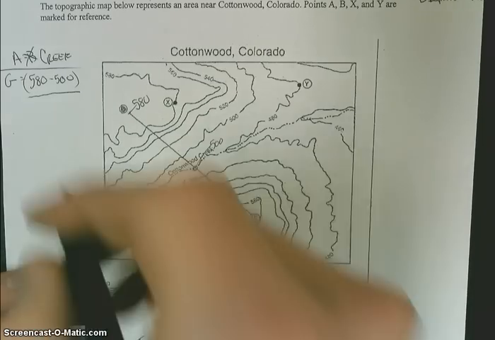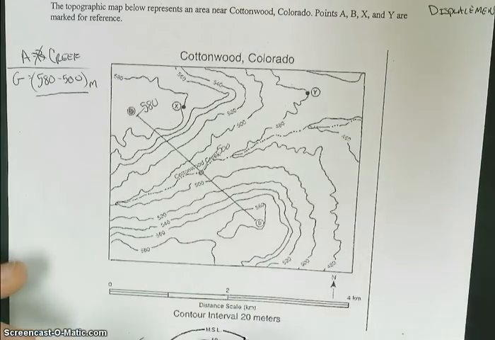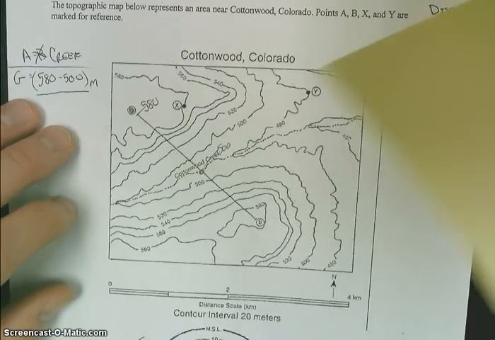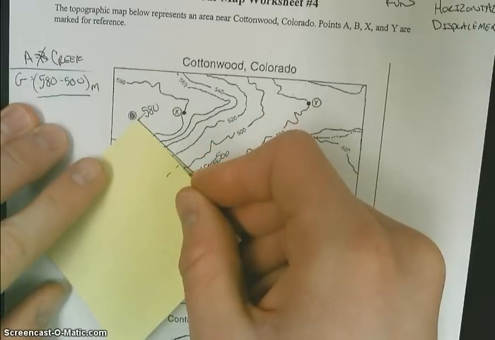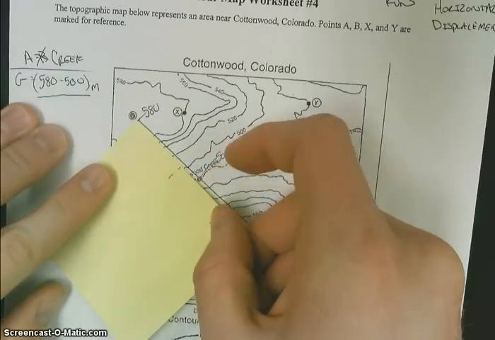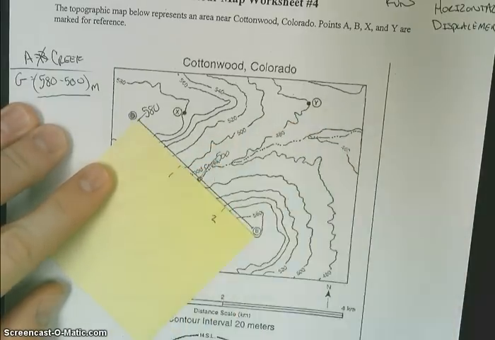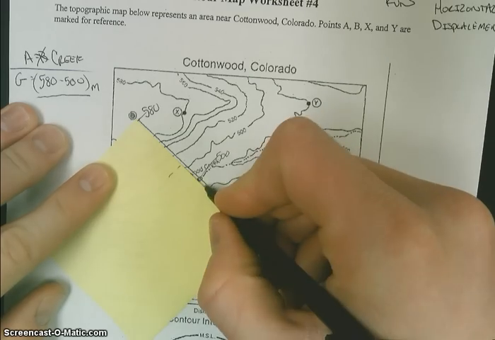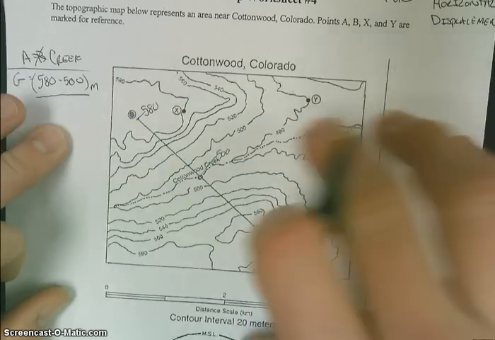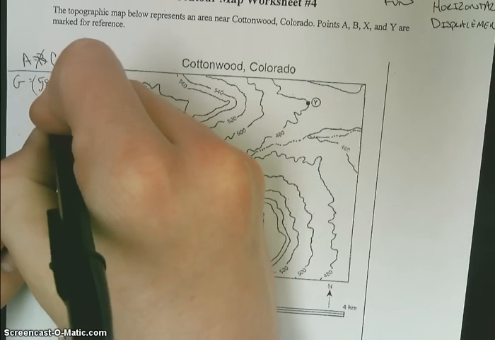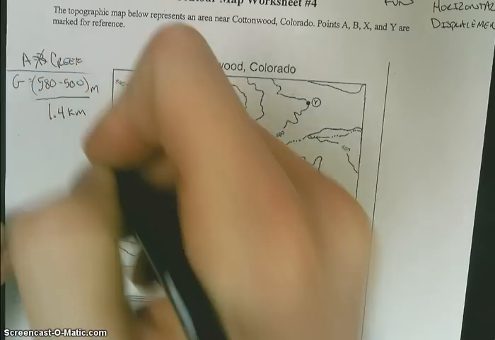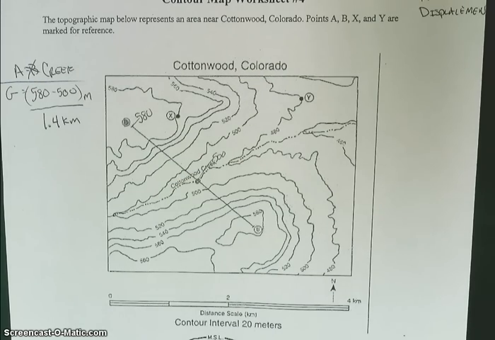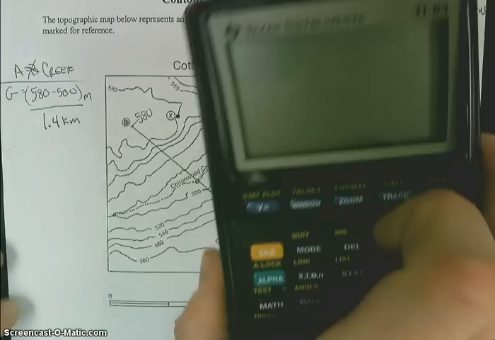Okay, so that must mean that this is in meters. So I'm going to go ahead then and say, okay, well, from 580, or from point A on down to the creek, that's around, you know, here's like 1.5. We'll call it 1.4. Okay, so we're going to call that 1.4 kilometers.